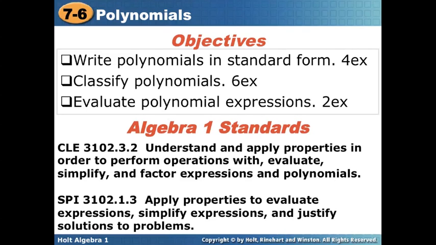This is Lesson 7-6 Polynomials. We're going to write polynomials in standard form, classify polynomials, and evaluate polynomial expressions.